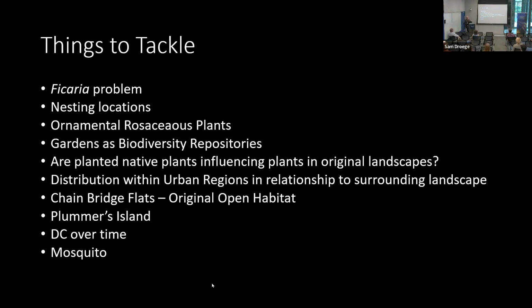Okay, last slide. So here are some things to think about that I think would need more research and could add a lot of information. You guys are in an urban environment, so something to consider.